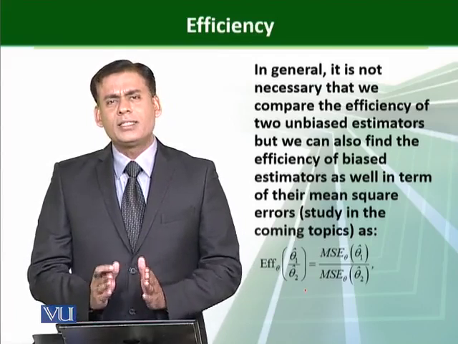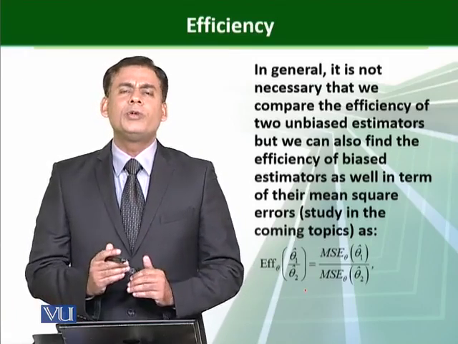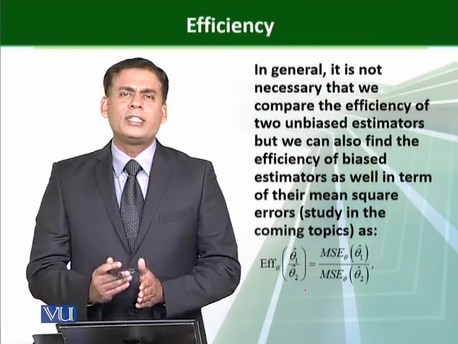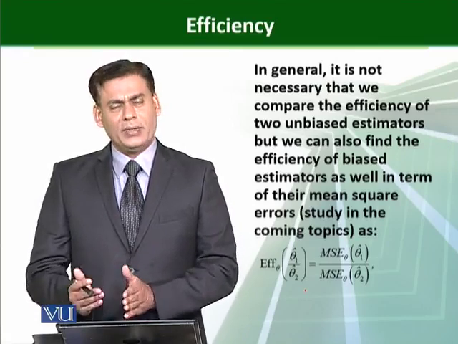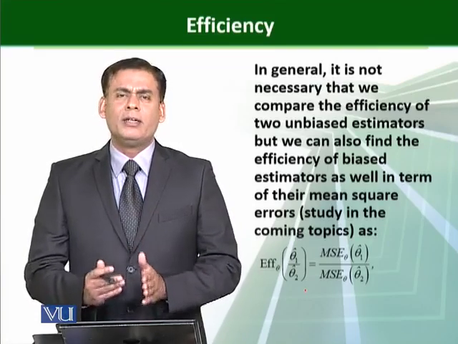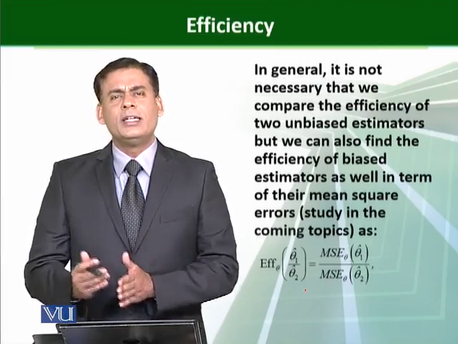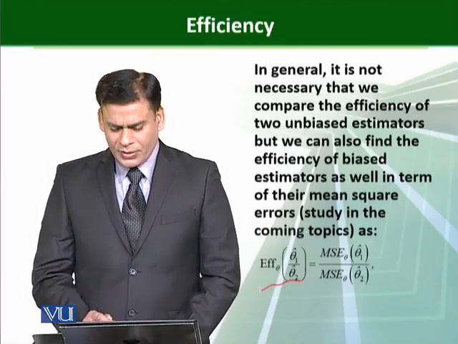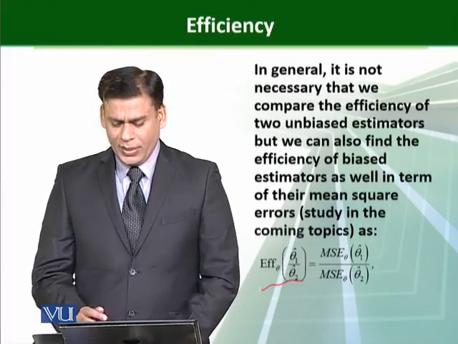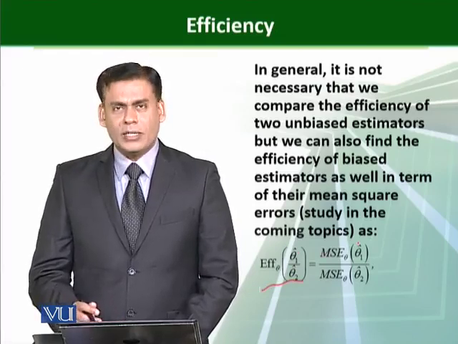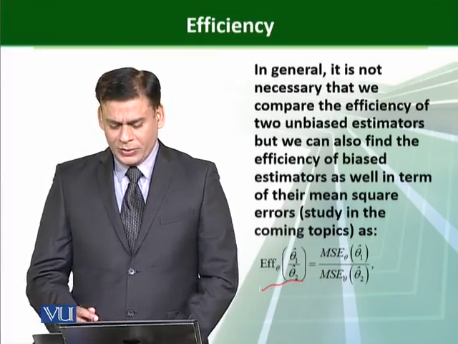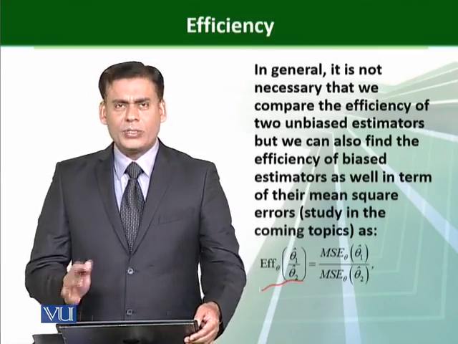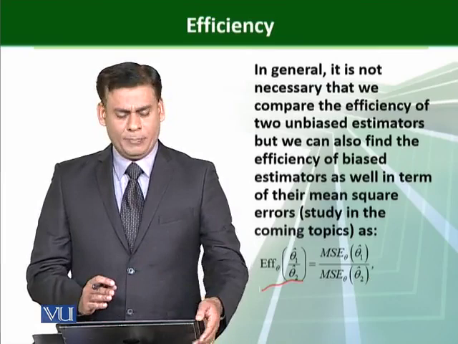When we have a biased estimator, then we compare their MSE, mean square error. If the mean square error of one estimator is less than the mean square error of the second estimator, then we can say that the first biased estimator is more efficient than the second one. For this purpose, as I said, the efficiency of theta 1 hat divided by theta 2 hat is equal to the MSE of theta 1 hat divided by the MSE of theta 2 hat. Later on, we will also discuss the MSE in detail. But here you just remember that it is the mean square error.